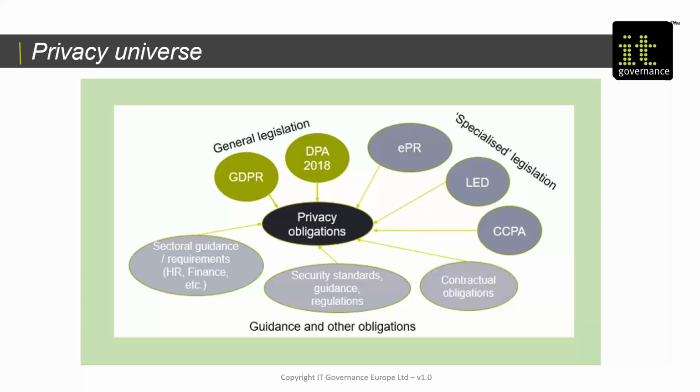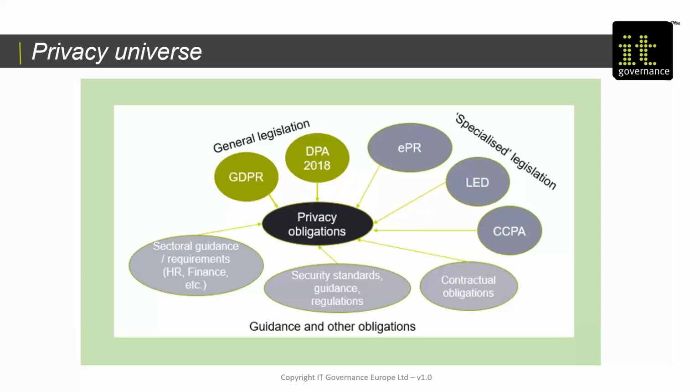The CCPA is the California Consumer Privacy Act, which gives consumers more control over the personal information that businesses collect about them. This law forces companies to provide more information to consumers about what's being done with their data and gives them more control over the sharing of their data.